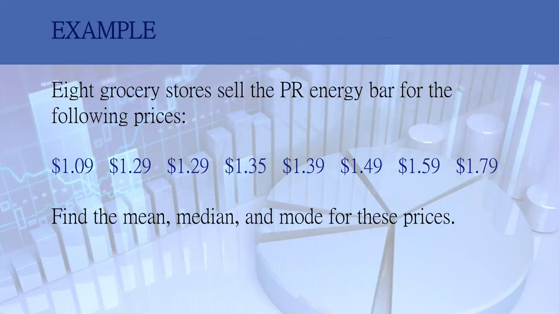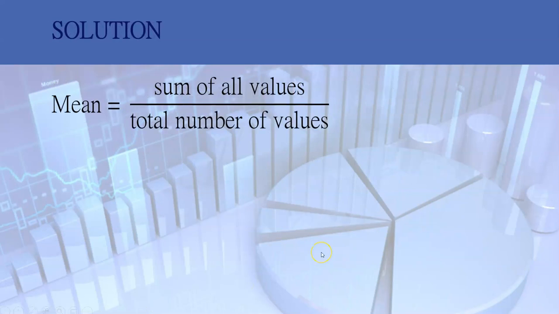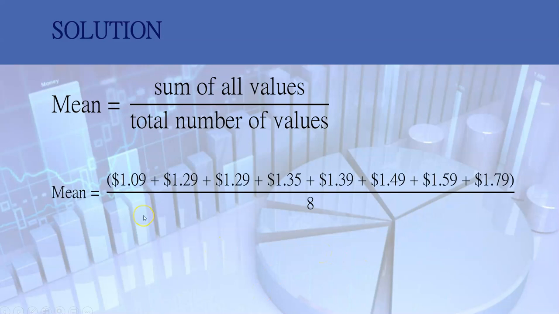So here's the first example. 8 grocery stores sell the PR energy bar for the following prices. They want the mean, the median, and the mode for these prices. So first, let's start with the mean. So I'm going to add them all up and divide by 8 because there's 8 of them. 1, 2, 3, 4, 5, 6, 7, 8. And I got $1.41.